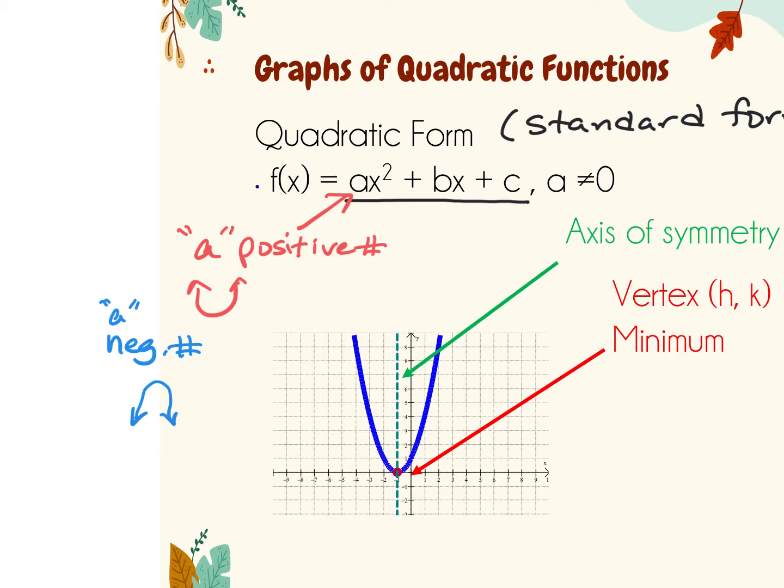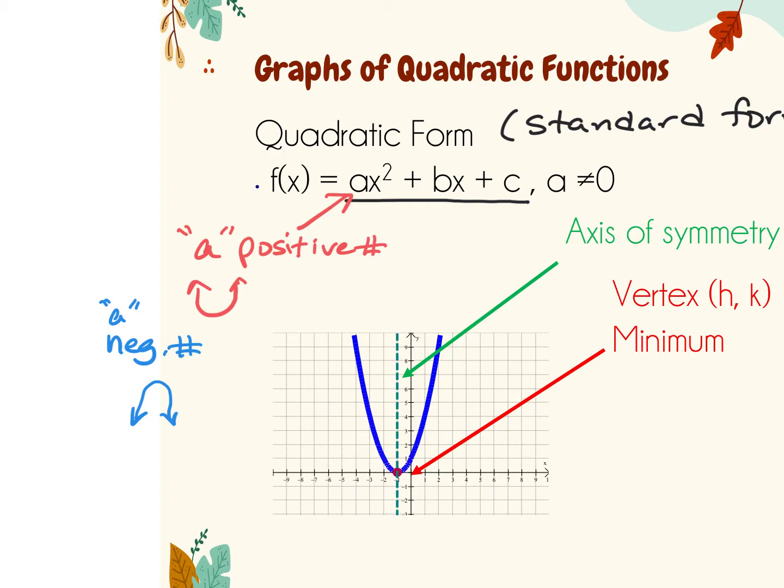Now, we already saw the shifts. Remember, when there was a negative sign, it was a reflection. If you think back to your parent graph of x squared, it was the U shape opening upward, but if there's a negative in front of x squared, we knew that was the reflection. So again, little things to look for.